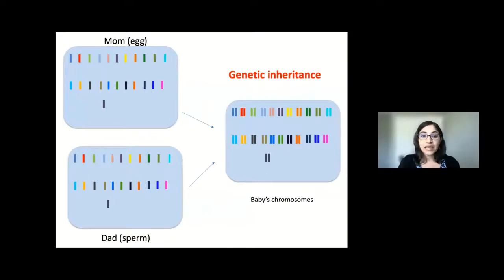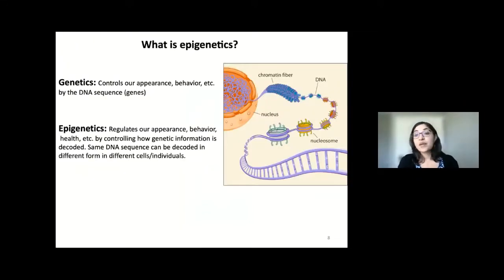Now comes into play epigenetics. Okay, so what is epigenetics? So genetics is, as I described and you've learned already, that it controls our appearance, our behavior, our health by the genetic code, the DNA sequence, which has all these different genes, which will make the proteins, which will go on and do all the different functions in the cell. Epigenetics is the process of regulating this appearance, behavior and health by controlling how the genetic information is decoded.